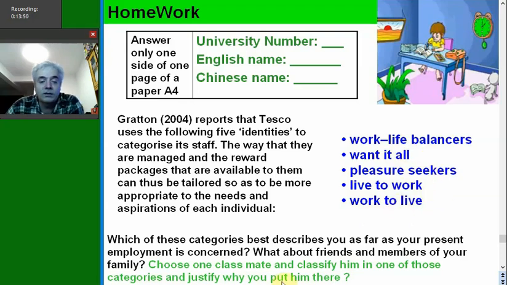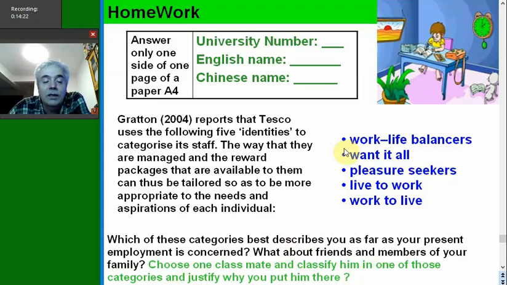So when doing this exercise here: which of those categories, 1, 2, 3, 4, 5, best describes you as far as your present employment is concerned? What about friends and members of your family? Choose one classmate and classify him in one of those categories and justify why you put him there. For example, right now, maybe you're not watching this in a class, right? But I want you to think about people that you know and try to classify them.